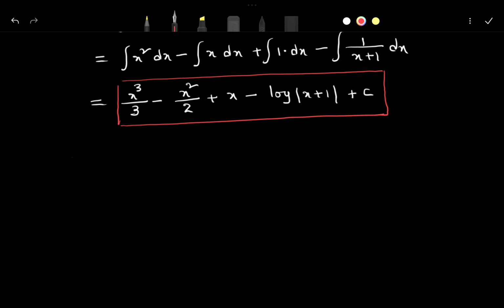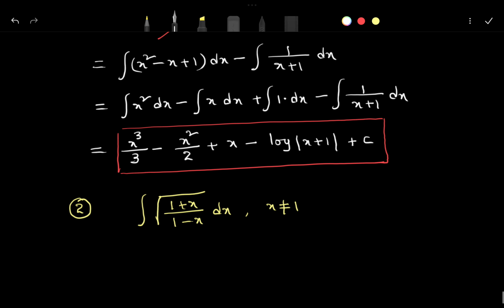The next question is the second question. Here you see the integration of the square root of 1 plus x divided by 1 minus x into dx, where x is not equal to 1. What happens when x is equal to 1? The denominator will be 0. When the denominator is 0, the function does not exist. So this is the condition.